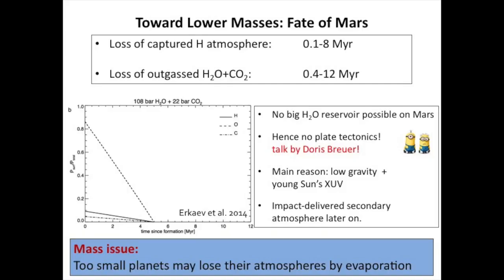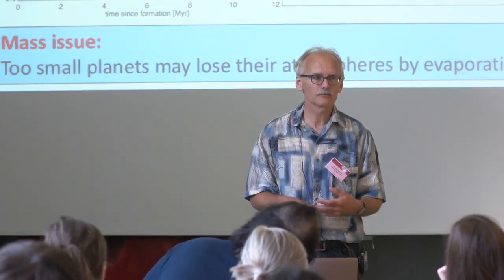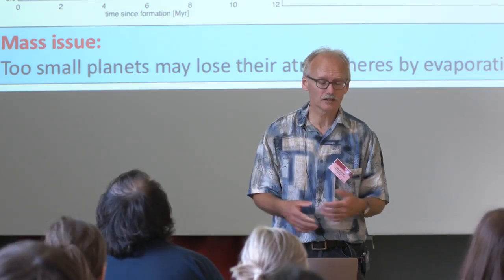So we have issues here. We have a time scale issue or a mass issue as well. If the planet is too small, it loses any atmosphere, and we see that in present-day Mars. It's a very thin atmosphere that it keeps. So again, this makes it difficult for a planet to become or to stay habitable.